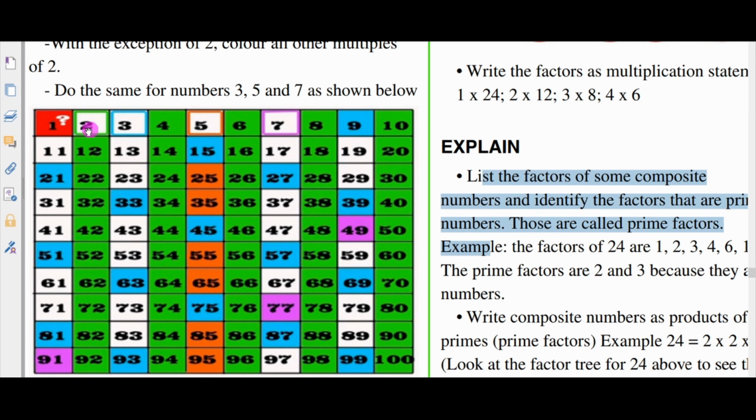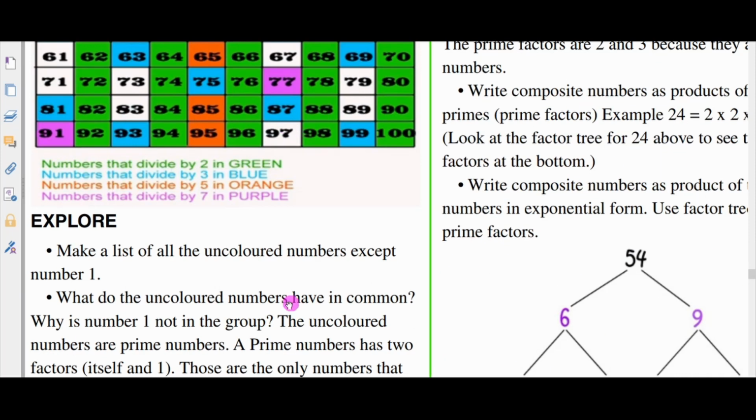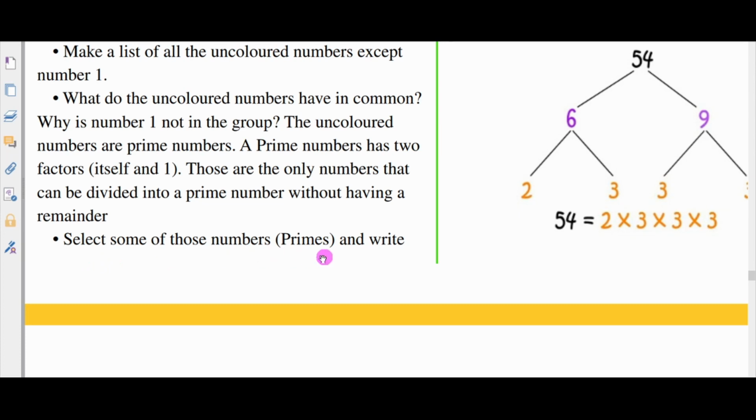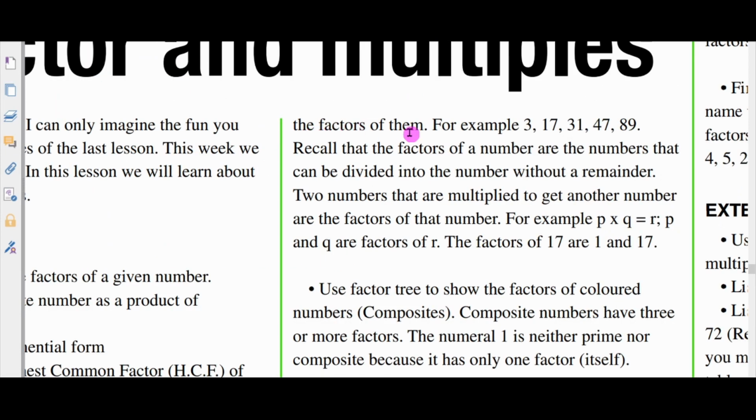The only things that can go into 2 are 1 and 2. The only things that can go into 3 are 1 and 3. The only things that can go into 5 would be 1 and 5, and so on and so forth. Select some of those numbers, those are primes, and write the factors for them. For example, 3, 17, 31, 47, and 89. Now remember, for all of these, all we're going to have would be 1 and itself.